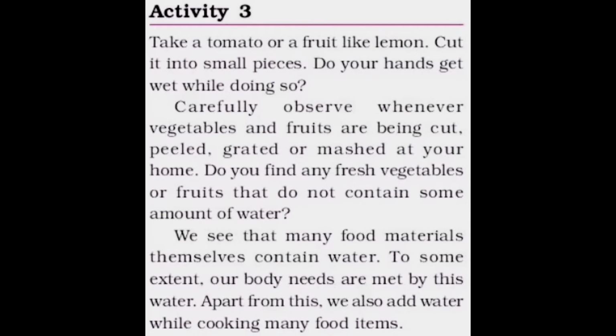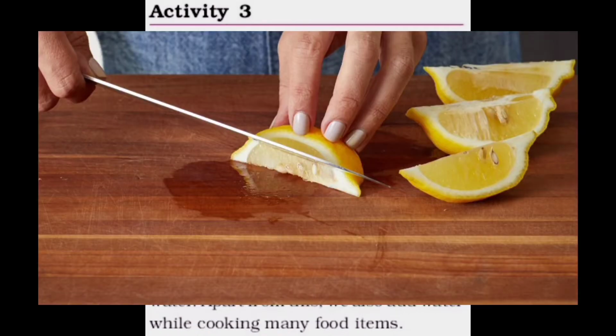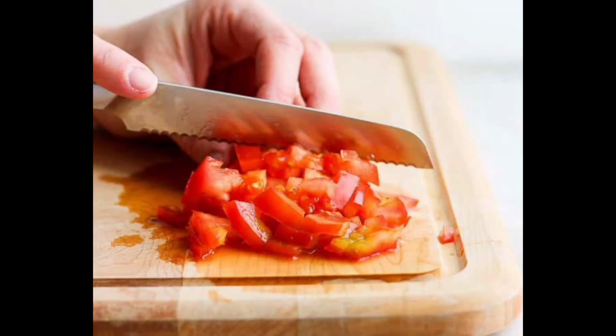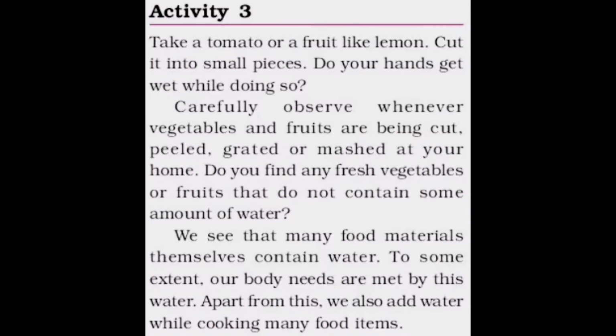Activity 3. Take a tomato or a fruit like lemon. Cut it into small pieces. Do your hands get wet while doing so? Carefully observe whatever vegetables and fruits are being cut, peeled, grated or mashed at your home. Do you find any fresh vegetables or fruits that do not contain some amount of water? We see that many food materials themselves contain water. To some extent, our body meets its need by this water. Apart from this, we also add water while cooking many food items.